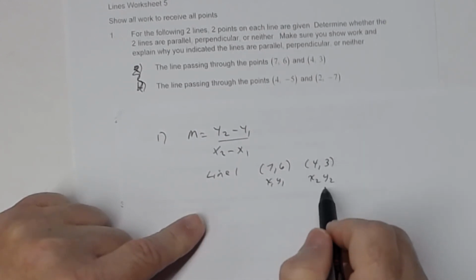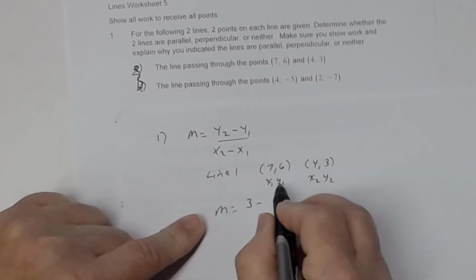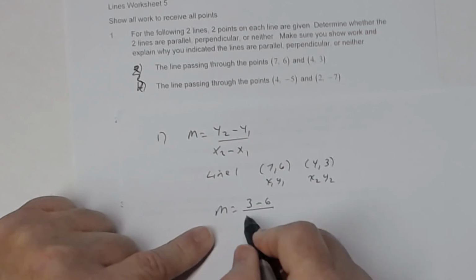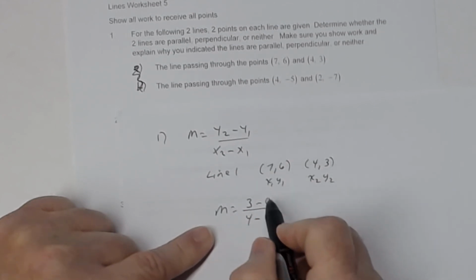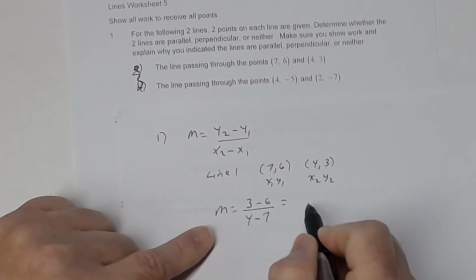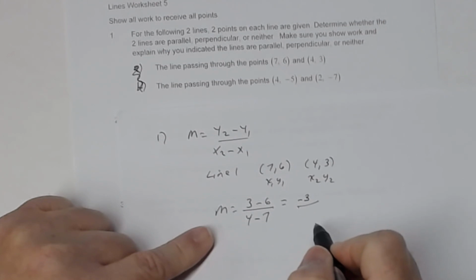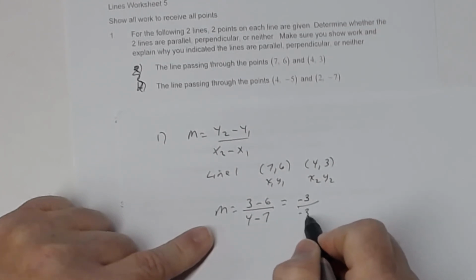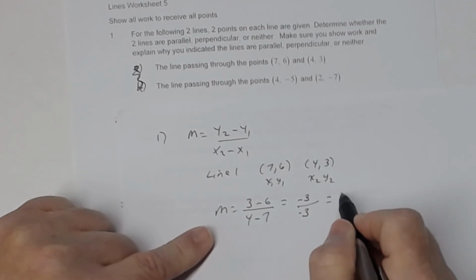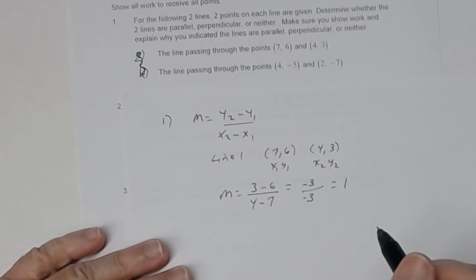Okay, so we have y2, which is 3. So the slope is going to be 3 subtract y1, which is 6, divided by x2, which is 4, subtract x1, which is 7. 3 subtract 6 is a negative 3. 4 subtract 7 is a negative 3. And a negative 3 divided by negative 3 is a positive 1. So the slope of that line is a positive 1.